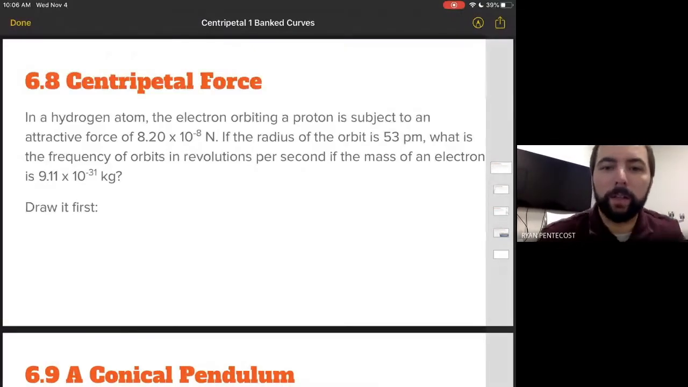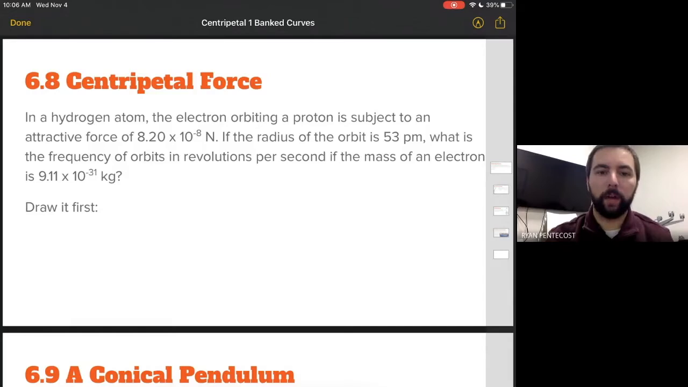Hi everyone. Today we are starting our mini series on centripetal force. This will be centripetal part one. We'll have three parts to this section of chapter 6. So we'll start with centripetal force.